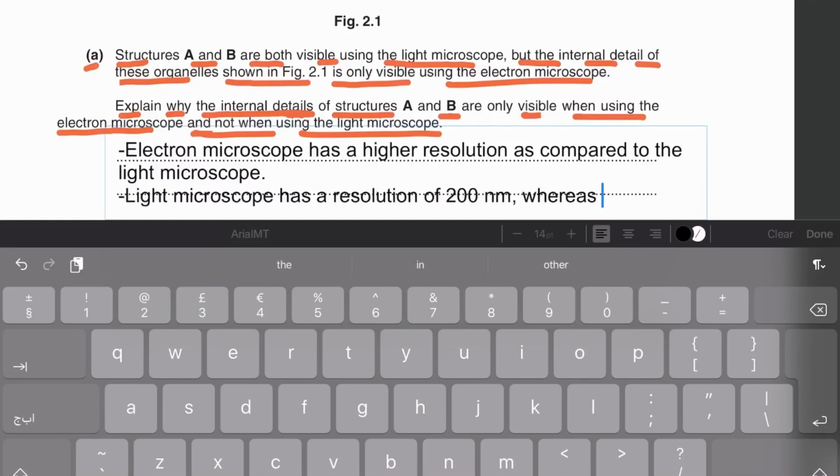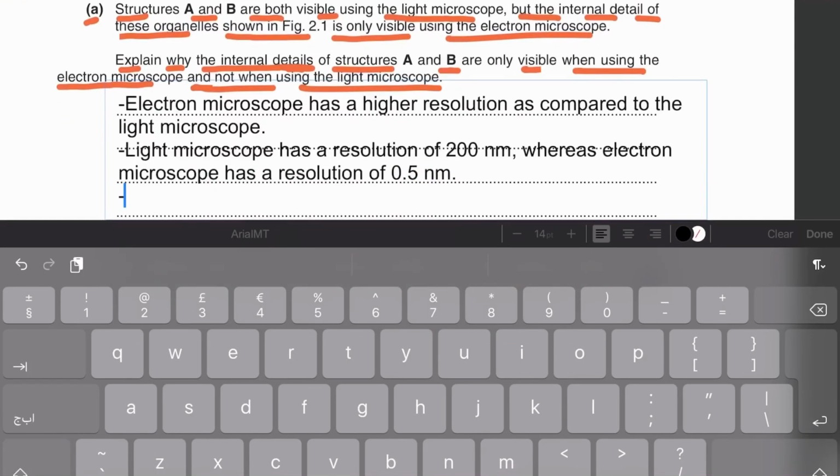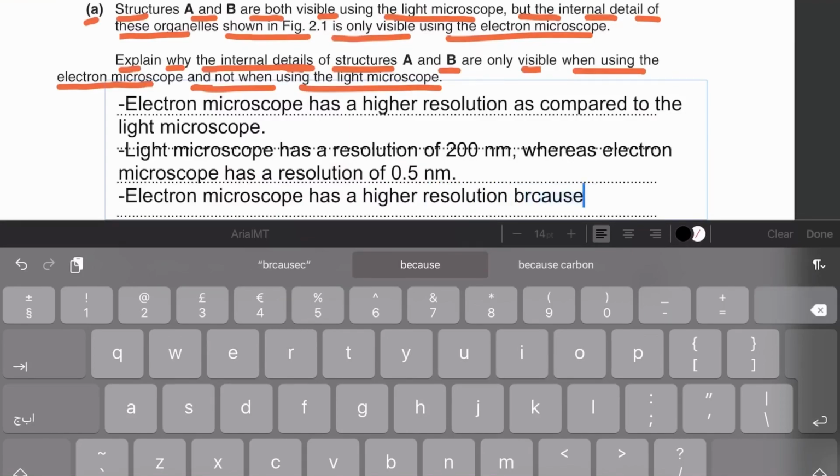whereas the electron microscope has a resolution of 0.5 nanometers. We will also mention the electron microscope has a higher resolution because of the shorter wavelength. Because of the shorter wavelength, right?